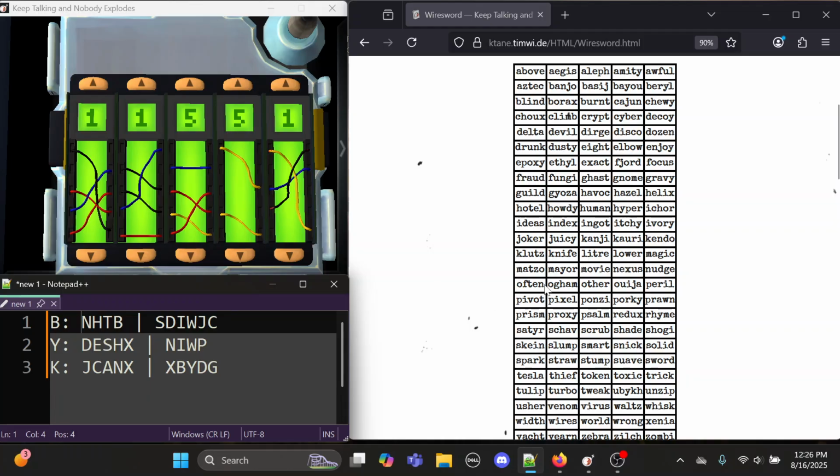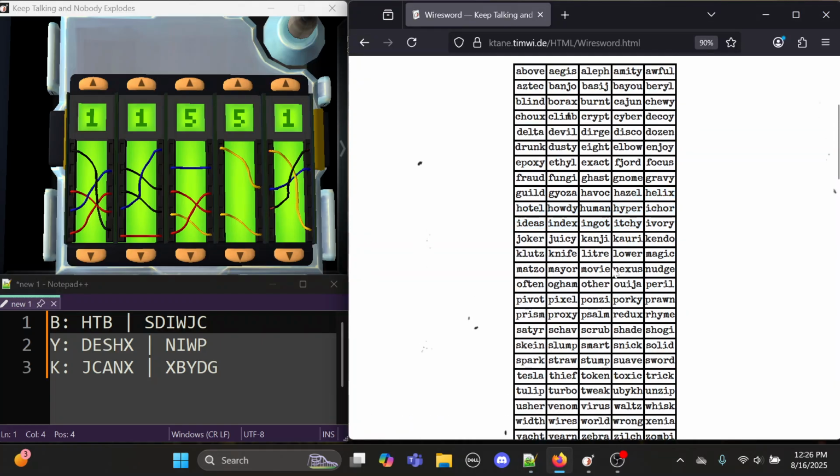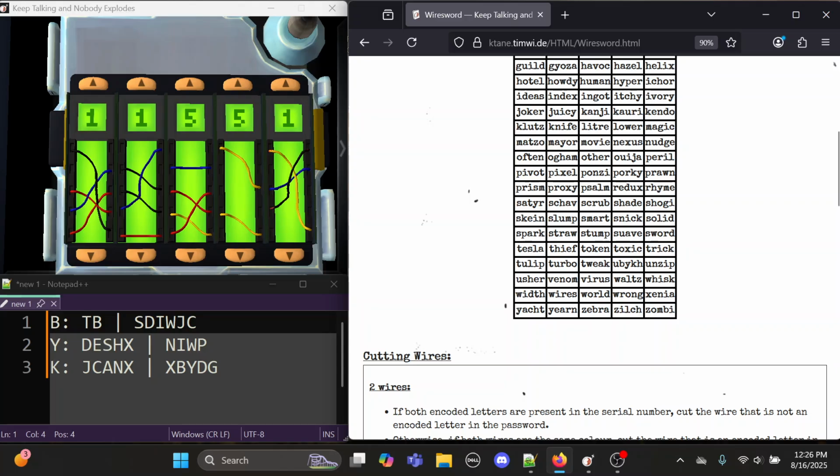Okay, let's take a look at November words. Nexus and nudge. That's it. None of those options are available, so therefore it's not a November word. Let's take a look at hotel words. We have helix, hazel, havoc, hotel, howdy, human, hyper, and that's it. There is no alphas. There is no echo. There is no Oscar. There is no uniform. There is no Yankee. It's not that.